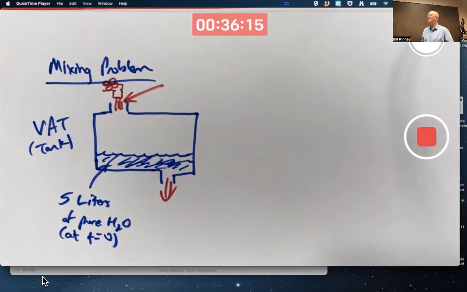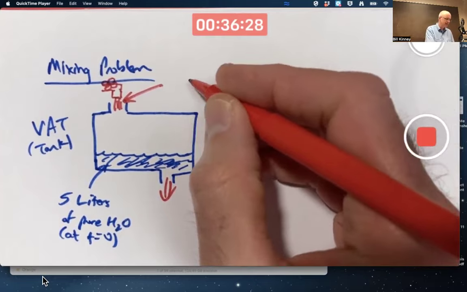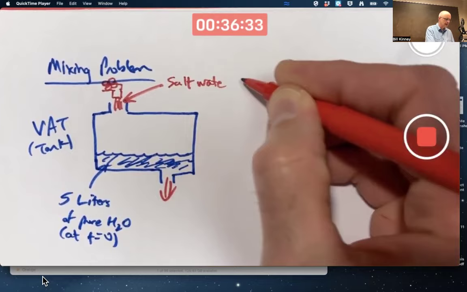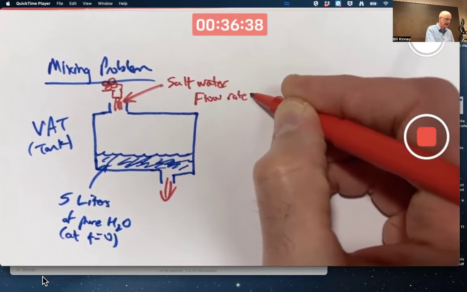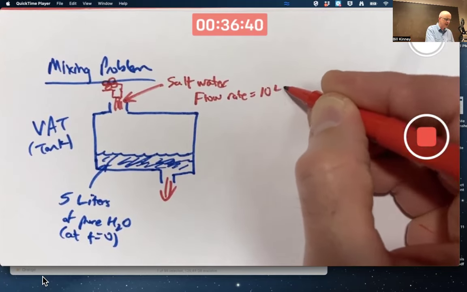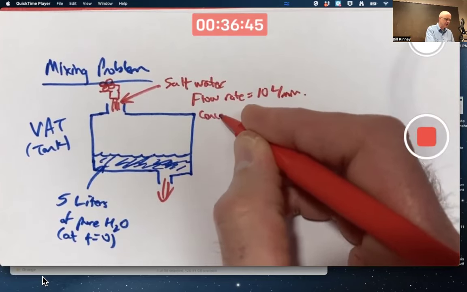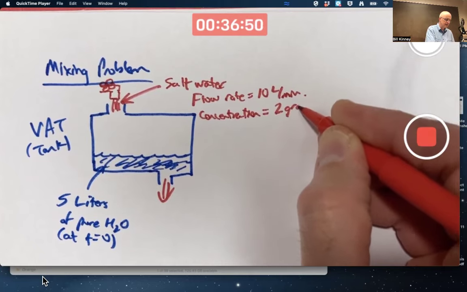That salt water coming in has got a certain flow rate. How fast is it coming out of the faucet? And a certain concentration of salt. Let's use particular numbers here. So this is salt water. Let's say the flow rate is something specific like 10 liters per minute. And let's say the concentration is, I don't know, 2 grams per liter.